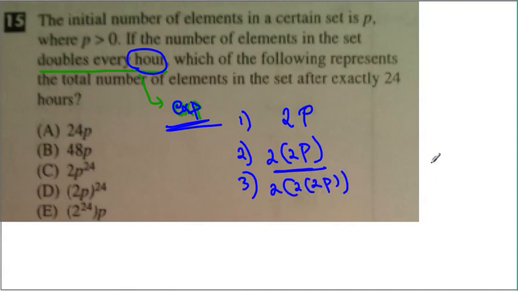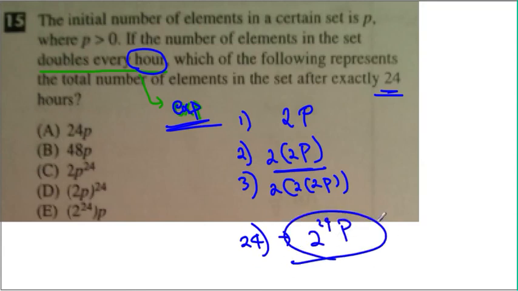I'm hoping that you will recognize some sort of pattern here. The number of 2's which we have to multiply corresponds to the number of hours that have passed. Since 24 hours pass, after 24 hours our answer should be 2 to the 24th power times P. That's basically what we're looking for. Choice E becomes our answer.